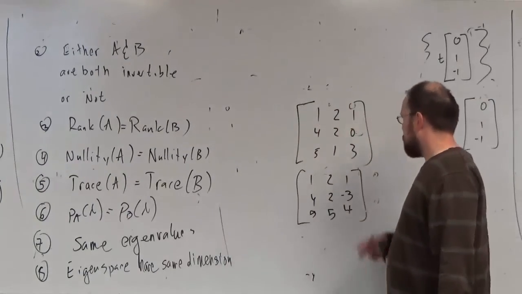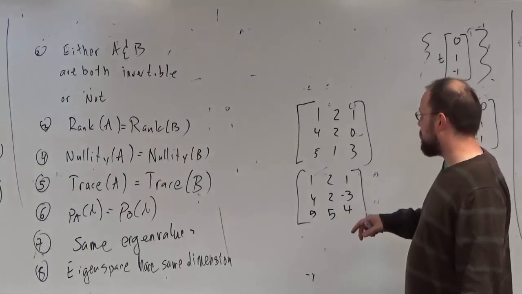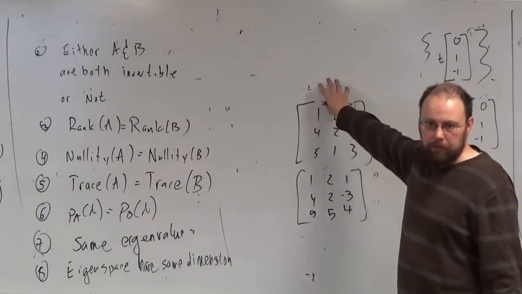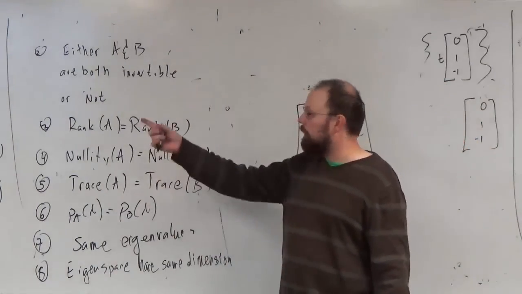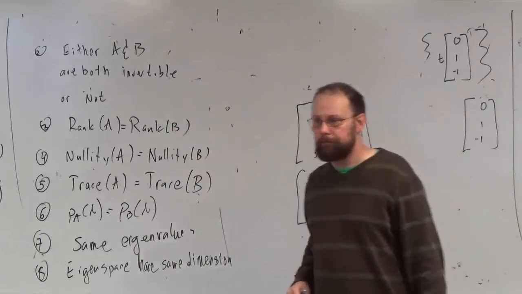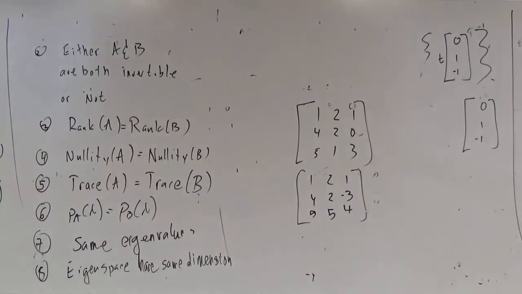Or maybe in an example, you might find the eigenvalues of one matrix, find the eigenvalues of the other. And if the eigenvalues are not the same, there's no way the matrices could be similar. And so, okay, that's all I got.